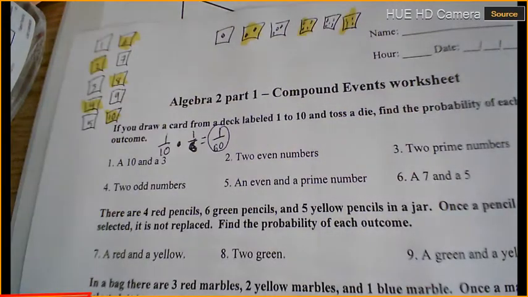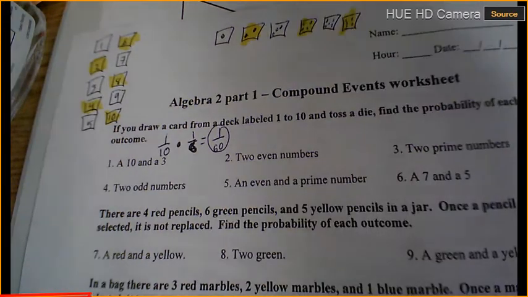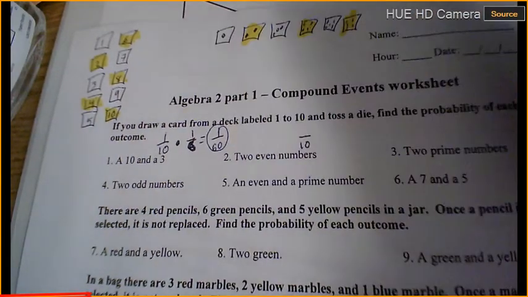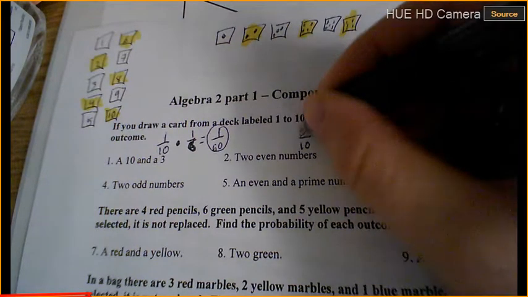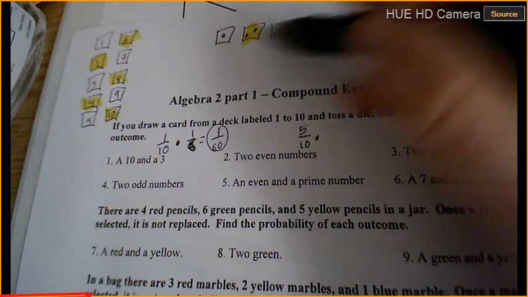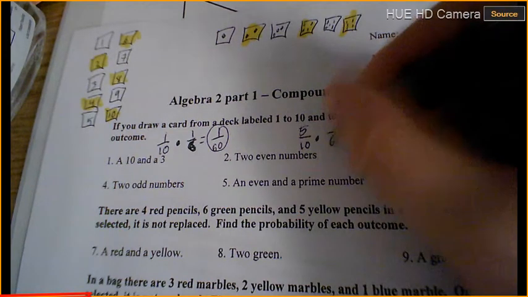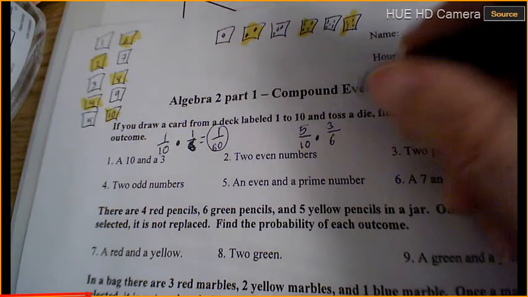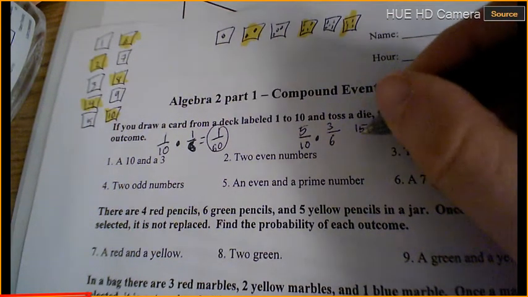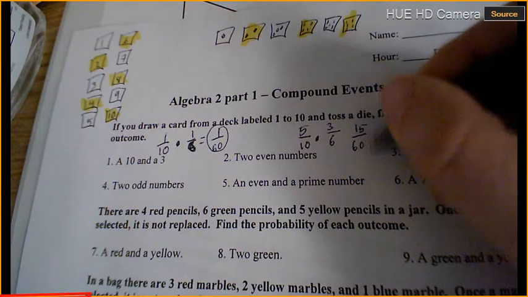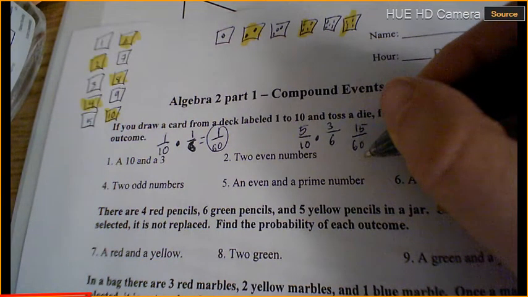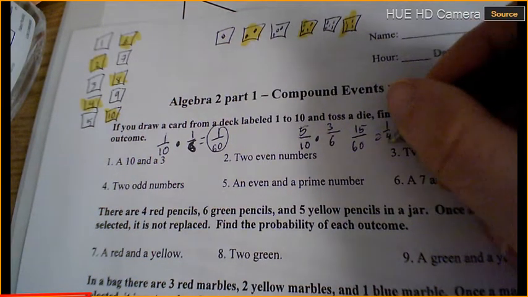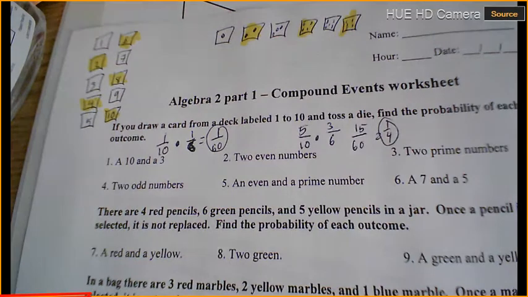Okay? All right. So how many possibilities are there out of my 10 cards? So I know the bottom is going to be 10. What's the top going to be? 5 times, how many options do I have here? I've got 6, and how many of them are even? 3. So 5 times 3 is 15, and 10 times 6 is 60. 15 over 60 reduces to what? 1/4, right? Questions?